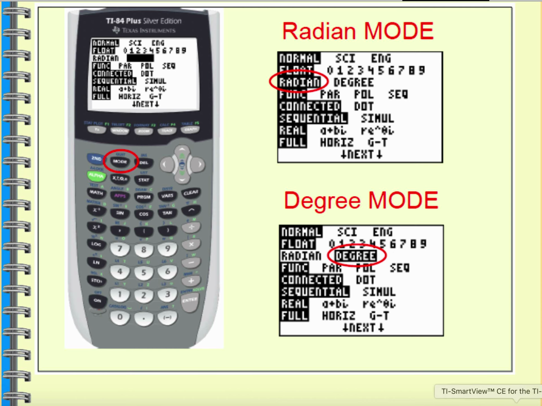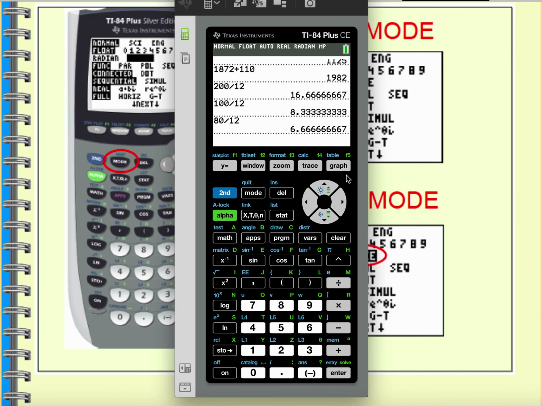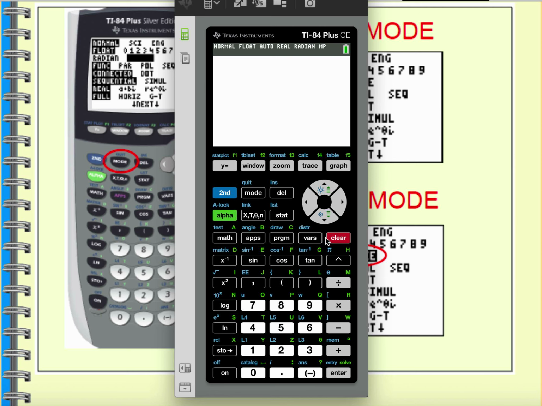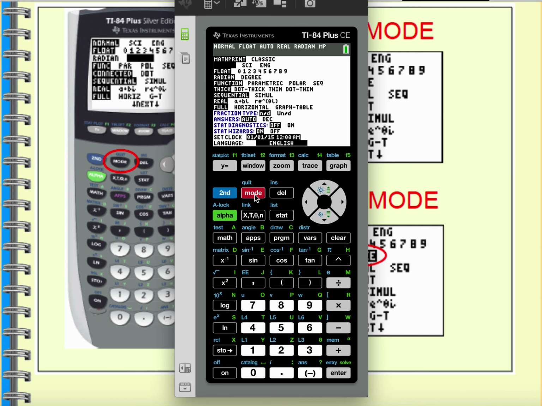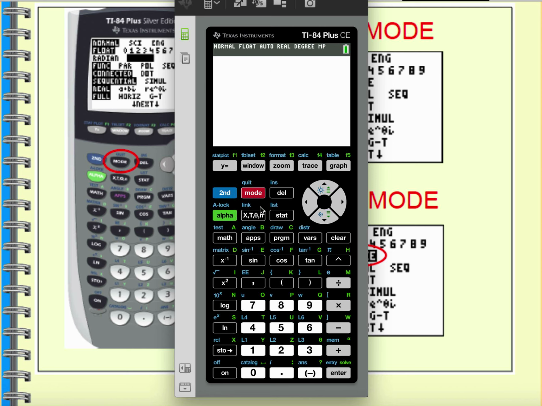Okay, so here I've got my calculator, got lots of stuff in there. If I want to put that into degree mode, I'm going to click on mode, and then I have to scroll down. I see right now radian is highlighted, so I'm going to arrow over, and then I have to hit enter to turn it into degrees mode. Now to get out of this menu, I'm going to go second and then mode. That's going to quit me right out. Okay?